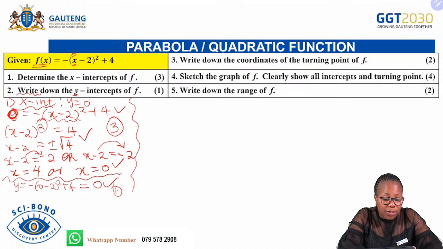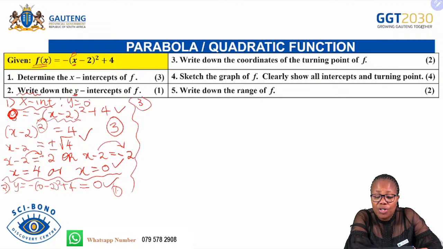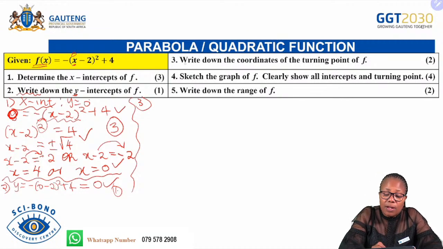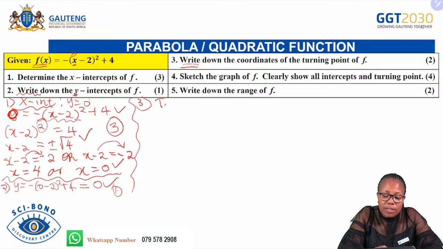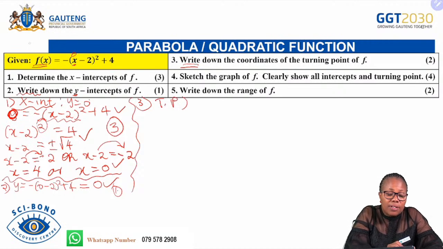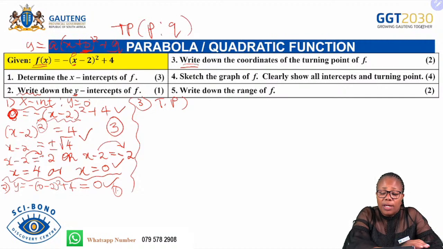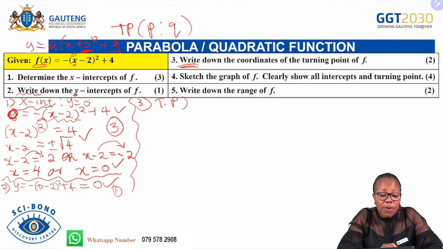And then moving forward to number 3. Our number 3 says write down the coordinates of a turning point. Again, we are just writing down. Write down, that means your answer is there in the given information. So now we are looking at the turning point. Remember, this graph is the type of y is equal to a into x plus b squared plus q. And we always say our turning point for this type of equation is our p and q there. Hence, the question says write down, so that means we are just going to take it from our equation.